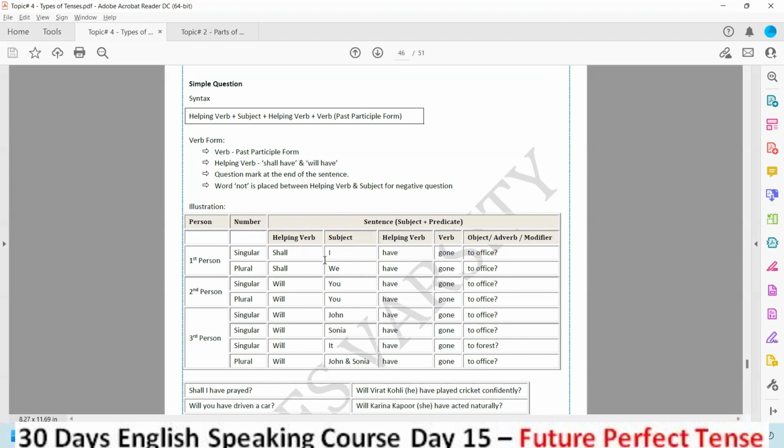So as you can see, in affirmative, we say, I shall have gone to office. So to make a simple question, we just bring first a helping verb before subject. So it's like, shall I have gone to office? क्या मैं office जा चुका होऊंगा? Shall we have gone to office? Right? Similarly, will you have gone to office? Let's translate this one. Shall we have gone to office?